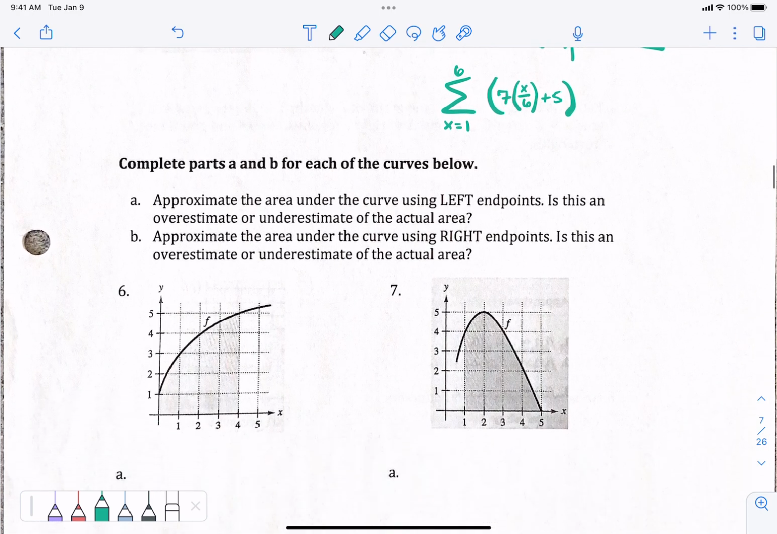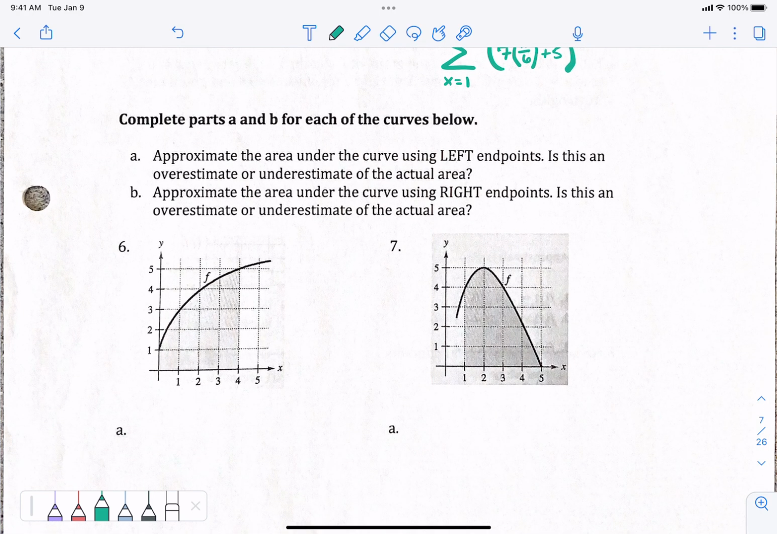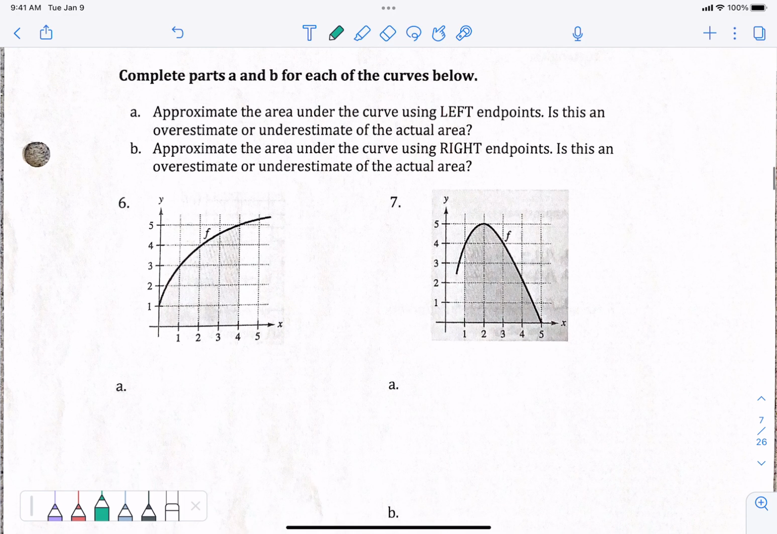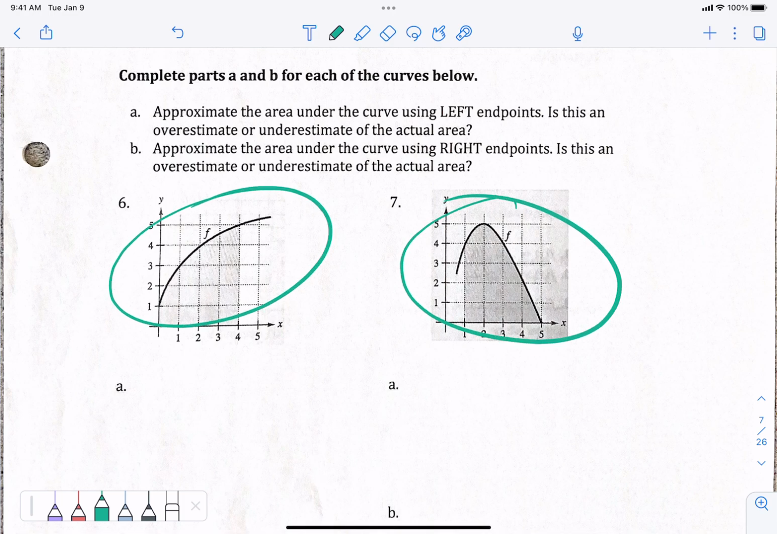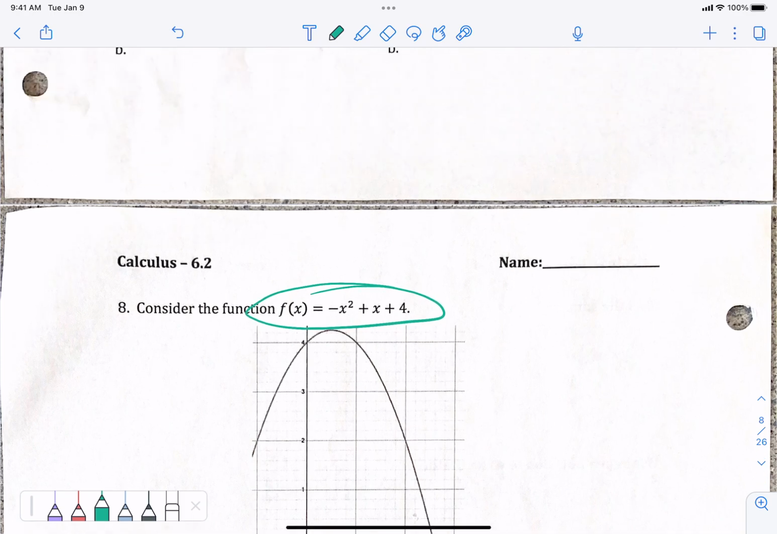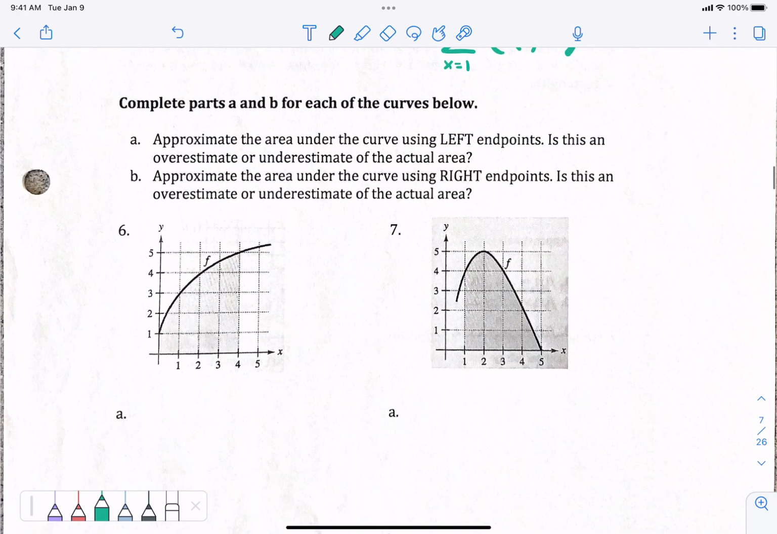Okay, let's go down to number 6. Numbers 6 and 7 are just guesstimations, because we don't have an actual equation for what this thing is, or this one. Number 8 you will have an actual equation, and we'll talk about how to do that one. We're going to do it with tiny rectangles. So let's do number 6 real quick.